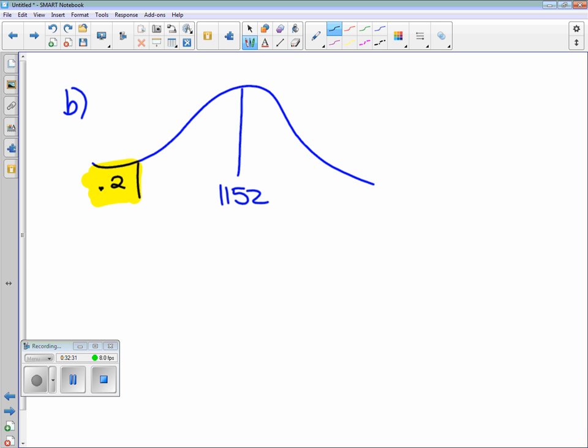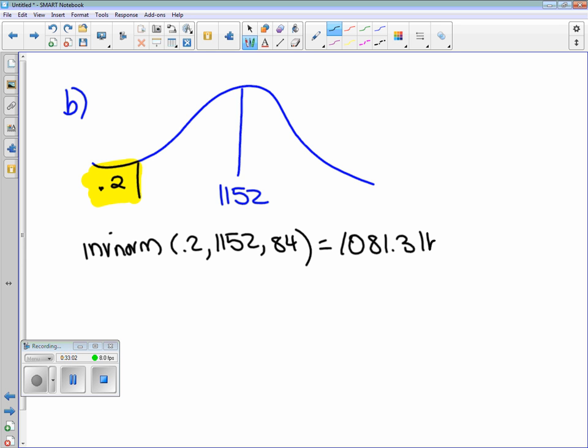I don't have to use a complement here, do I? Because it's a less than already. So we're just going to do inverse norm of 0.2, and then plug in our mean and our standard deviation. Is it 84? Why did I think 87? Because I can't remember anything. And in this case, they got 1,081.3 pounds. How'd we do? Okay. And then I think part C is just asking for the middle 40%, a little harder.